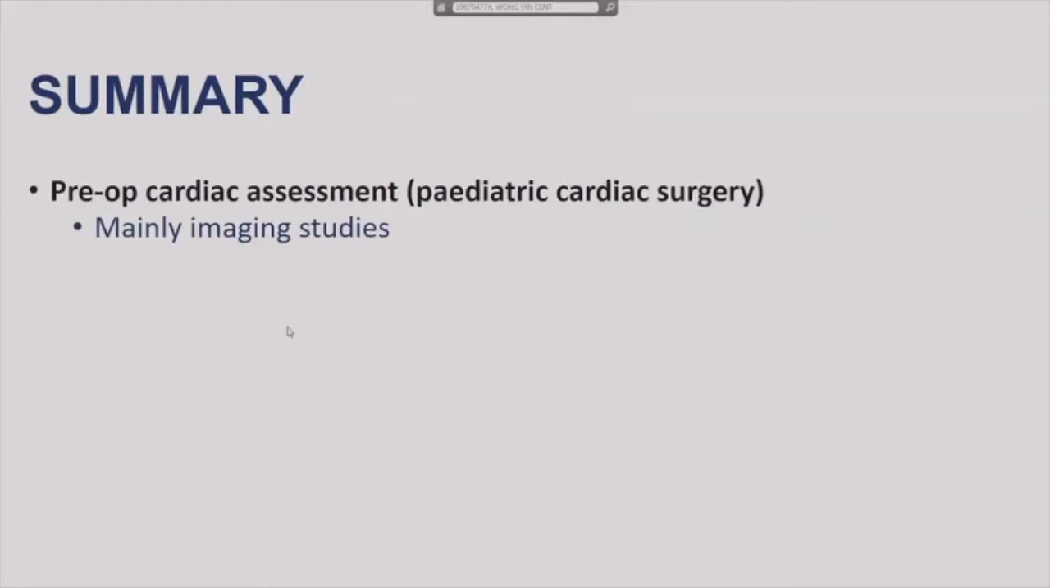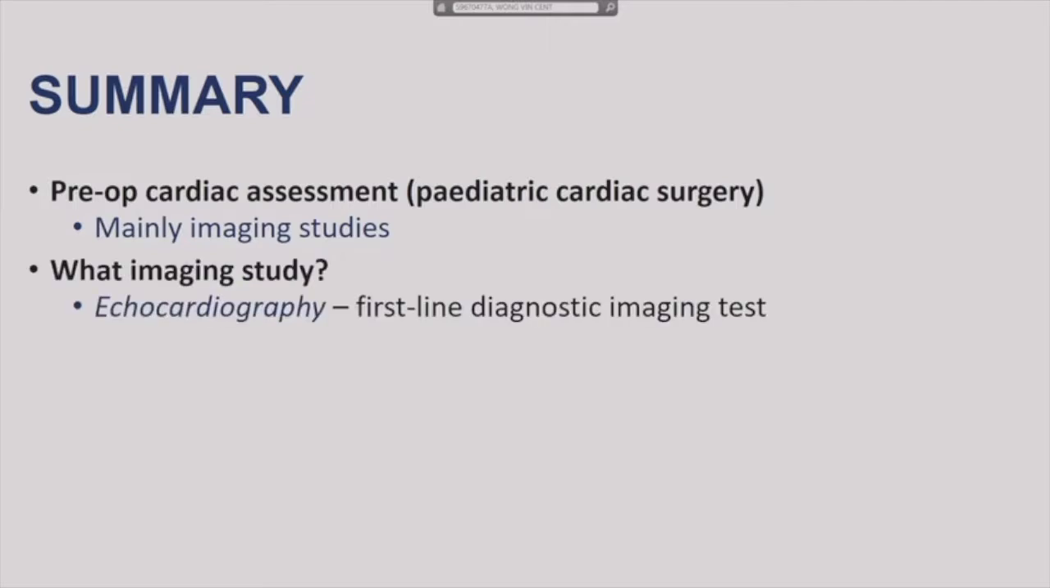So in conclusion, pre-op cardiac assessment basically is imaging. There are other things that we need. Of course, we need history, physical exam, ECG, and chest X-ray. But from the purpose of specific cardiac pre-operative assessment, it is mainly in this imaging in the setting of congenital heart disease. But what imaging study? Echocardiogram is still the first line of diagnostic imaging test, without a question.